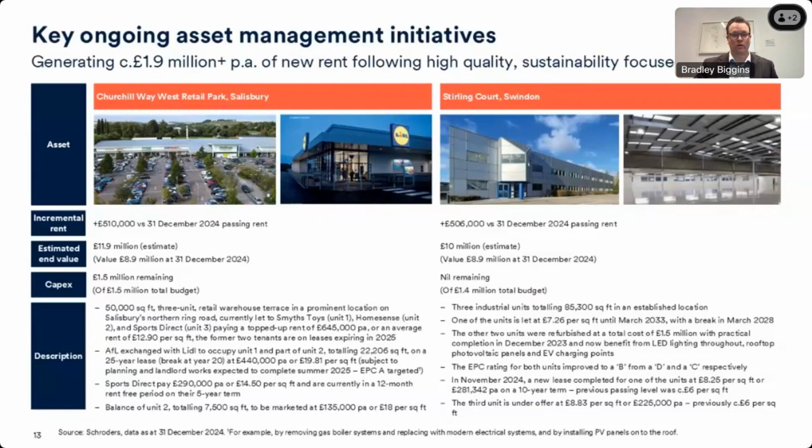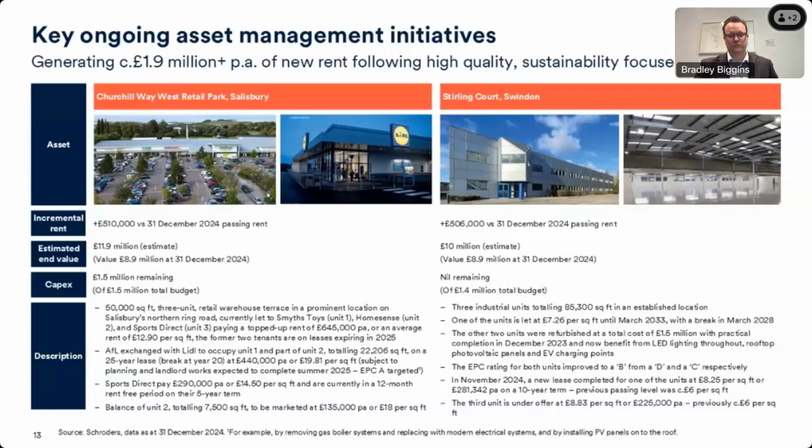Well, we are spending £1.5 million to create a unit and space that's suitable for Lidl. In particular, it has to be EPC A. So for example, we're putting PVs on the roof, EV chargers in the car park, and fully electric HVAC systems that are far more efficient and can also take advantage of the greening of the electricity grid. And not only is the rent much higher, but the lease is 25 years with a break at year 20, and Lidl are a fantastic covenant, a really strong business.